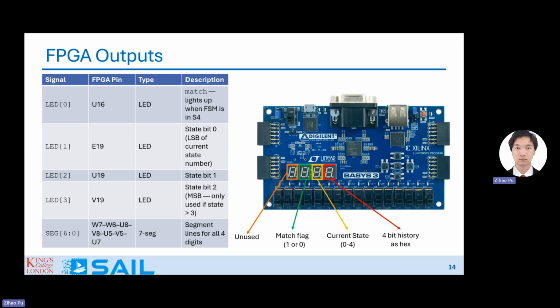Basically, it tells you if you're matching or not. And this is just to see if you have any errors. So if green is 1, yellow has to be 4, basically.